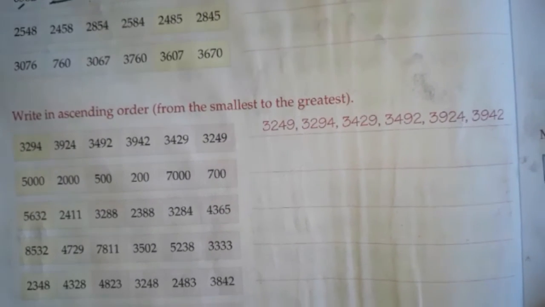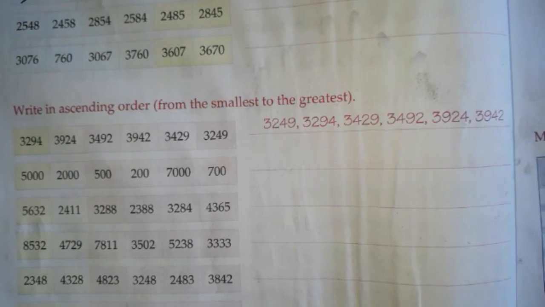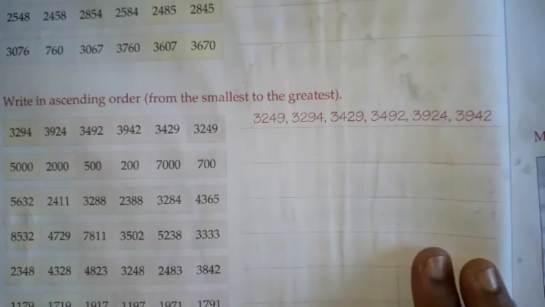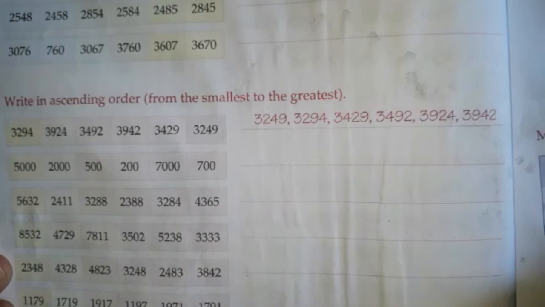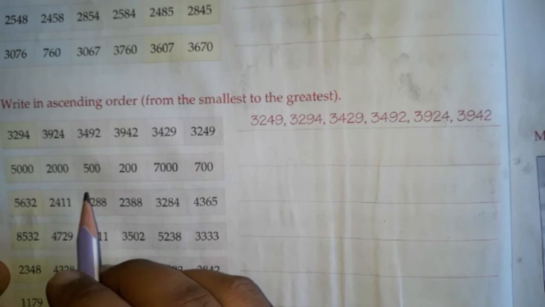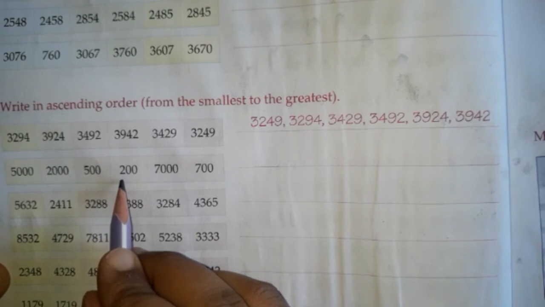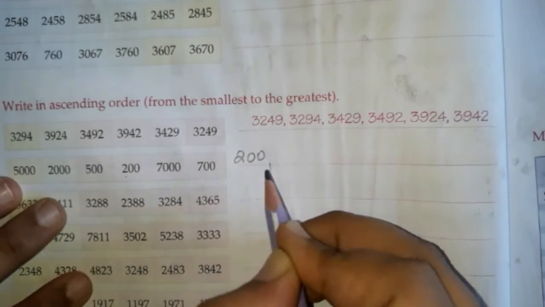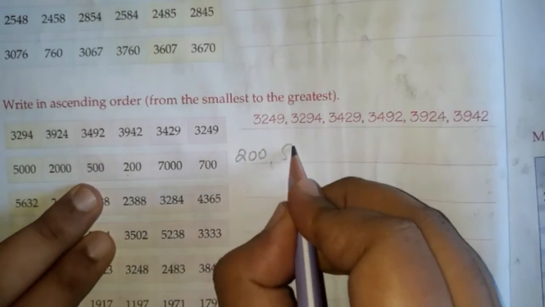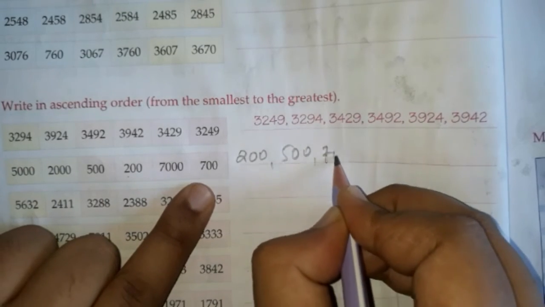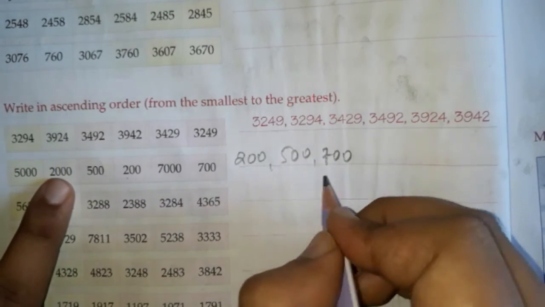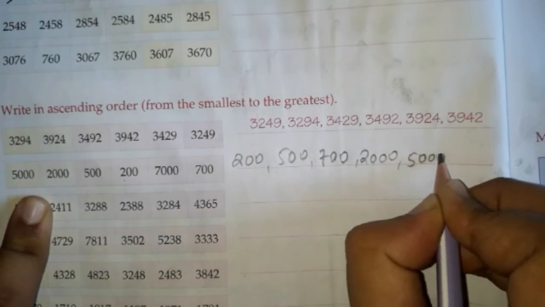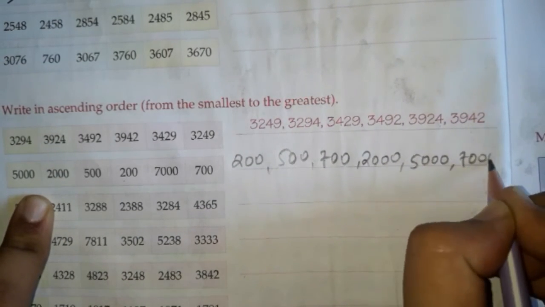Next question is, write in ascending order. We have to arrange the numbers from the smallest number to the greatest number. Here the first series they have solved. In the second series the smallest number is clearly 200. Greater than 200 it is 500, then 700, then 2000, then 5000 and 7000.